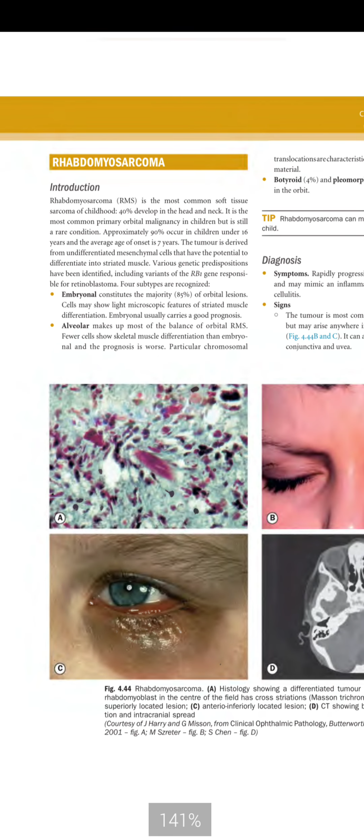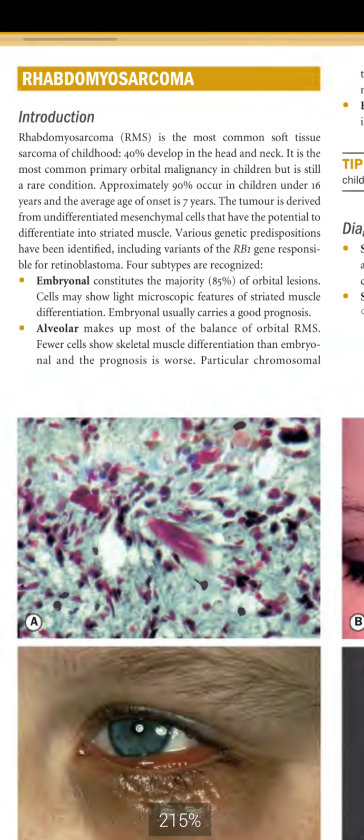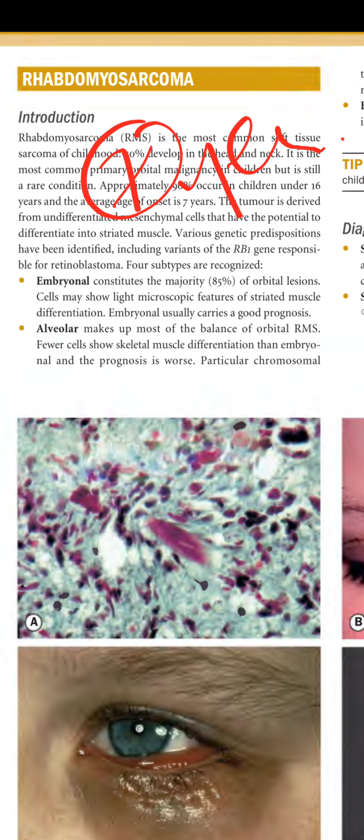So, rhabdomyosarcoma is the most common soft tissue sarcoma of childhood. 40% develop in the head and neck. It is the most common primary orbital malignancy in children, but is still a rare condition. Approximately 90% occur in children under 16 years, and the average age of onset is 7 years.